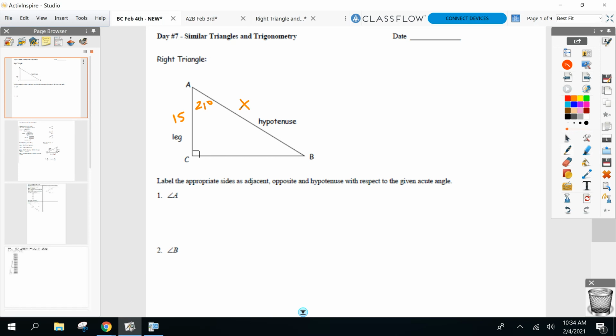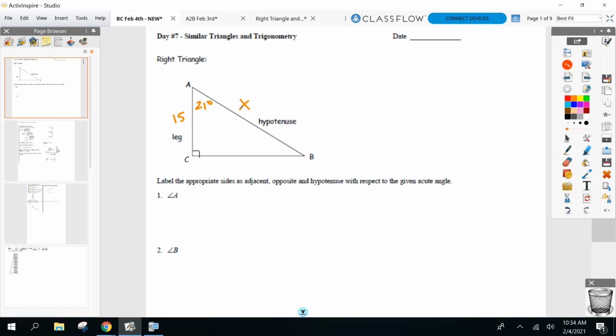I showed you Pythag. What's wrong with the Pythagorean theorem here? Why can't I use Pythag? Yeah, go ahead. Too many variables. I don't have enough information, right? I'd plug in 15, but then B would be nothing, and C would be X, and that's not going to go.